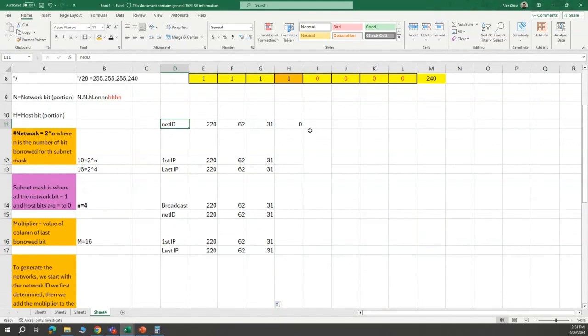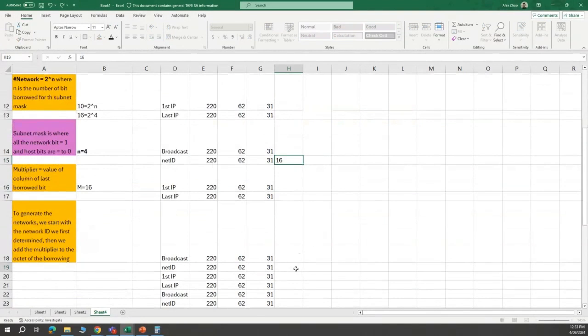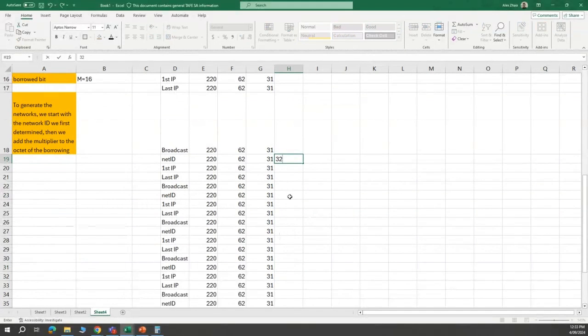Then we said that that's the first network. It's always going to be 0, okay? It's just what we start off with here. And probably most likely always going to be 0 if it's class C in that area. Okay, so add the multiplier to get the next network. What's our multiplier now? 16, right? So what's 0 plus 16? 16. What's the next network? 16 plus 16, 32. And the next network is going to be 48. Next network is going to be 16 plus 48, 64.